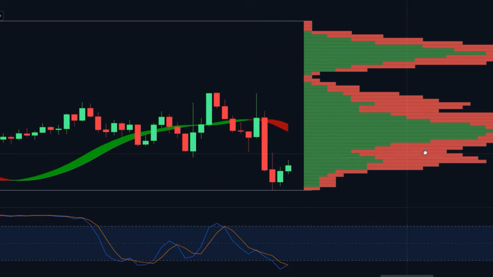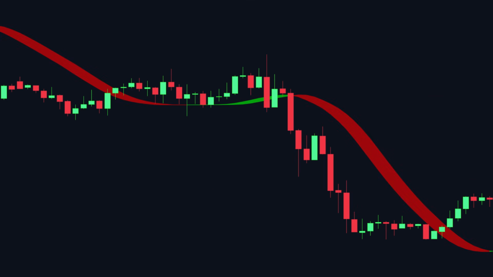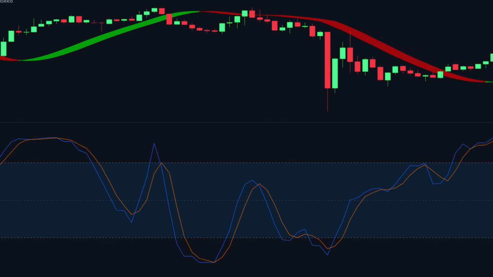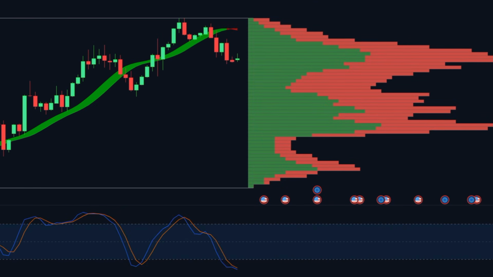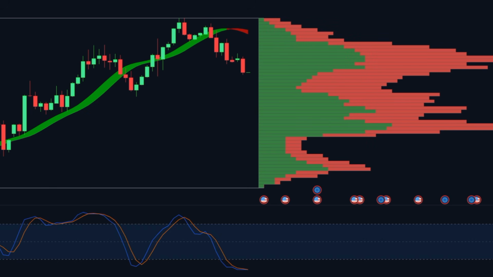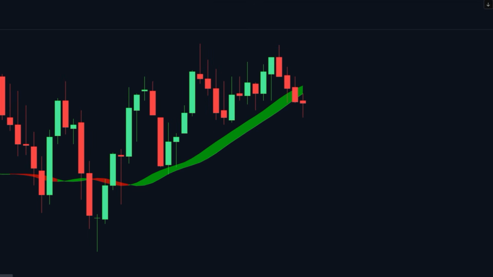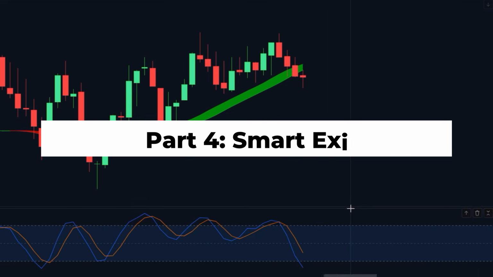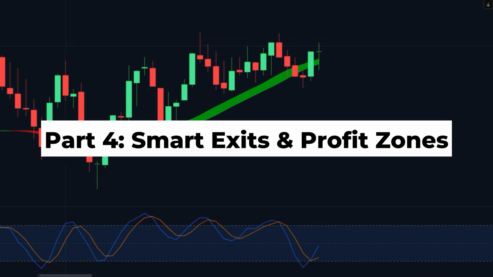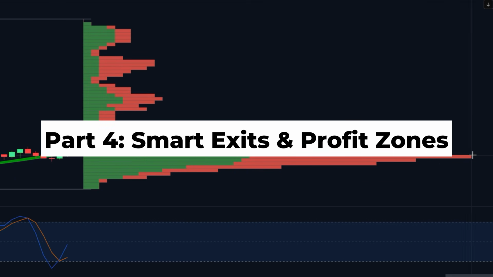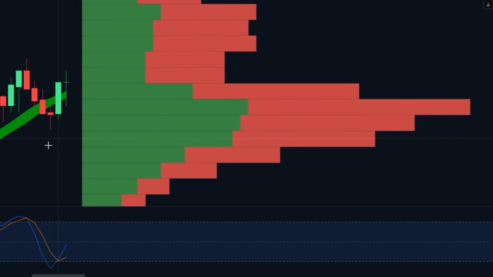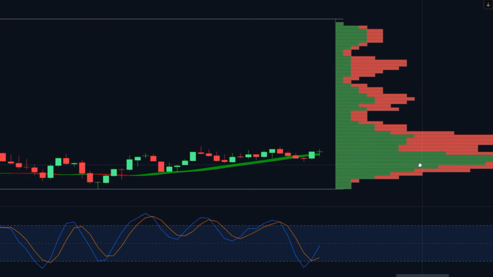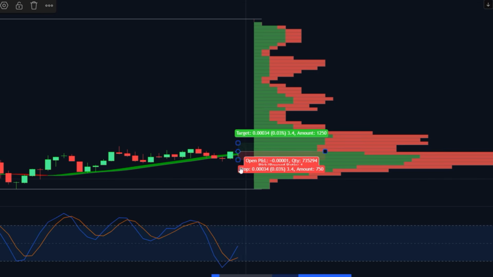And there you have it. You now have a complete entry system. The HMA for trend, the Stoch RSI for the entry signal, the volume profile for confirmation. This is a robust system that ensures you are trading with the trend from a good location and with a high probability of success. But a system isn't complete until you know exactly how to get out of a trade. How do you set your stop loss in a logical, non-emotional way? And where should you take your profits? That is the final piece of the puzzle, and we will cover it in the next video.